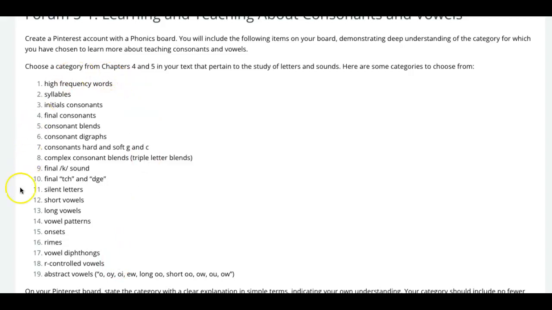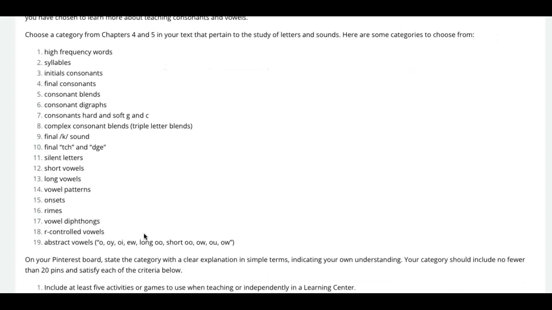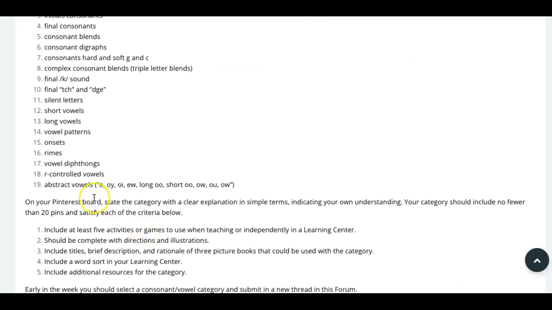So look at these categories and see if the student you're working with needs support in any of these, and that would be the one I would choose. Okay, so you've chosen your topic. You're going to state the category, the topic, with a clear explanation in simple terms.